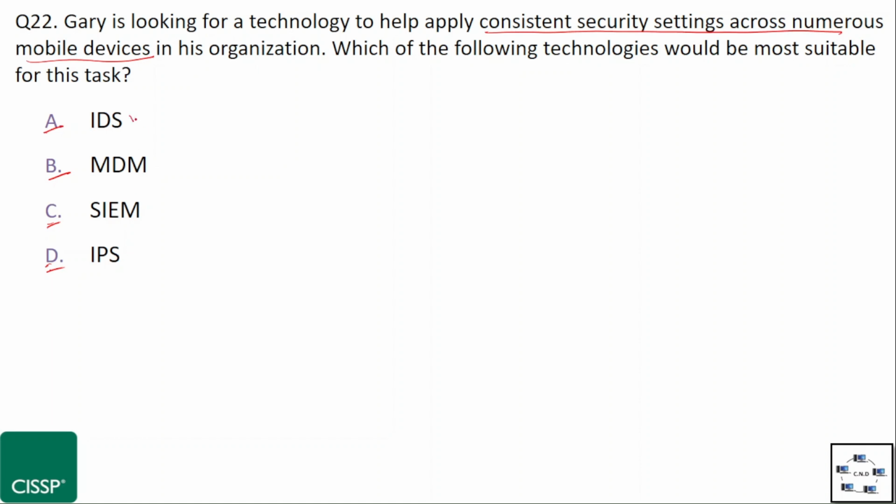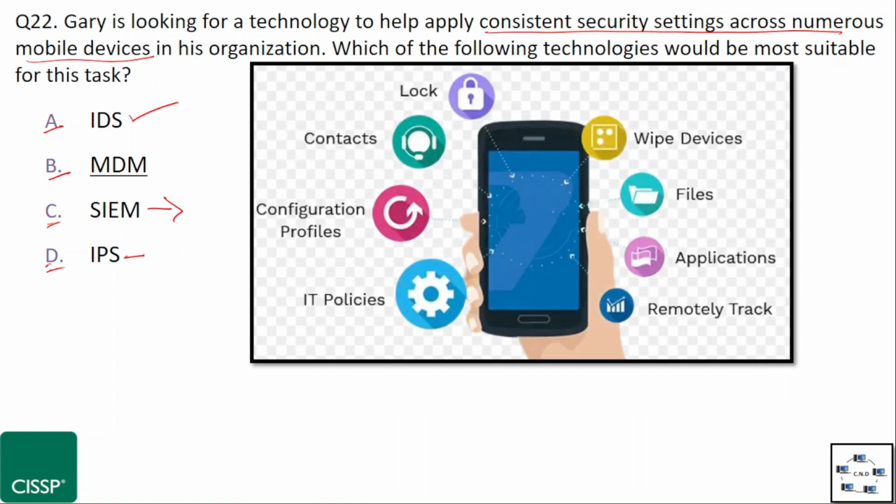So IDS does not involve the employment of security settings, same as IPS. SIEM is used to gather security logs from devices. It is not used for applying security settings. So the correct option is basically MDM, mobile device management.